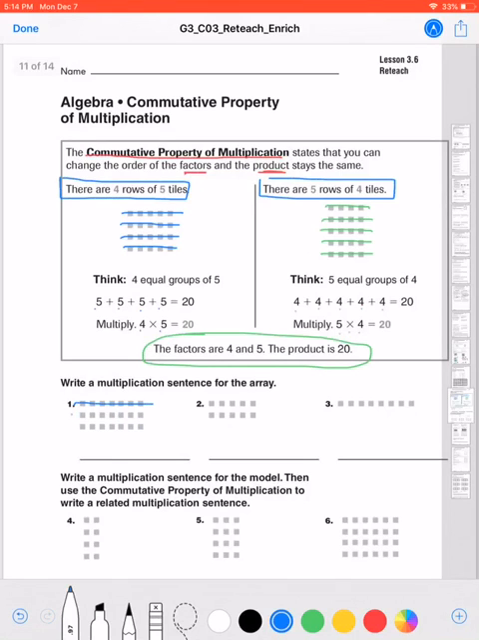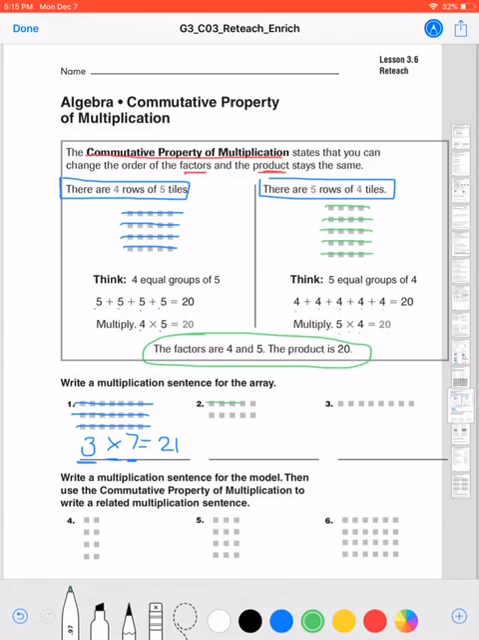7, 14, 21. So we've got 3 rows of 7, and it equals 21, which is what we just counted. So notice 3 rows of 7. All right, now let's look at the next one. Count how many rows we've got. You count, and then I'll confirm.